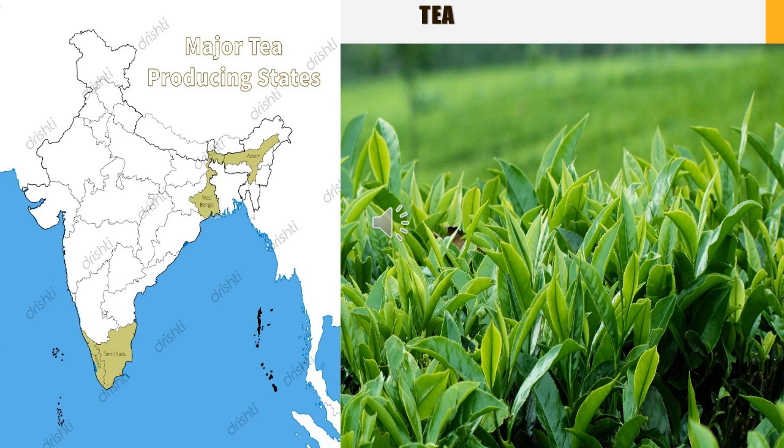So tea is an evergreen plant that grows in tropical and subtropical climates. Though tea requires high rainfall, its root cannot tolerate waterlogging. There are two major varieties of tea, Bohea and Assamica, and Assam is the leading producer of tea.